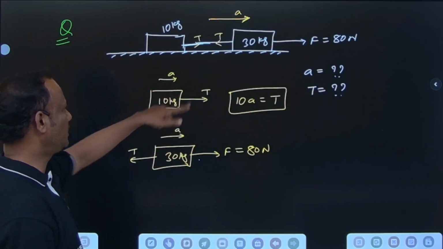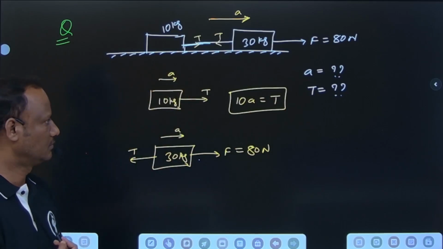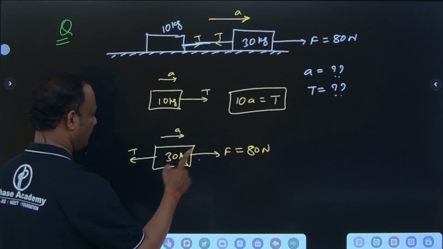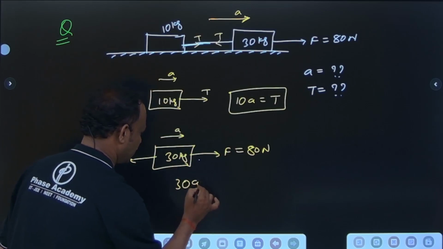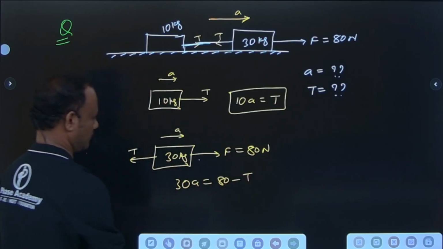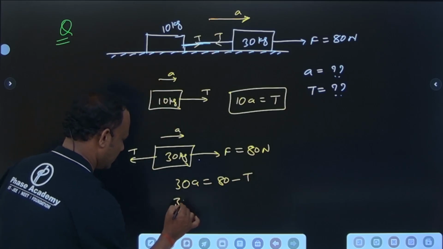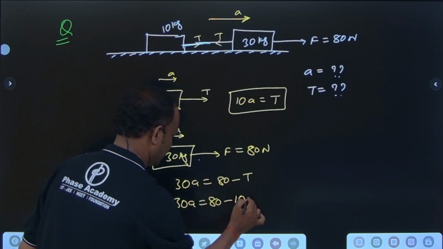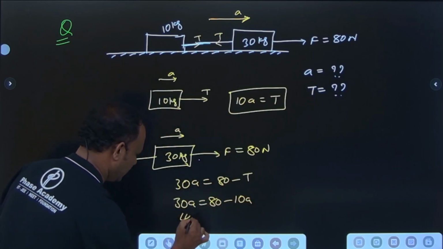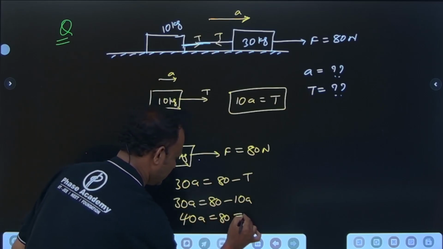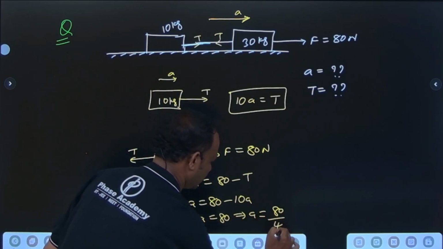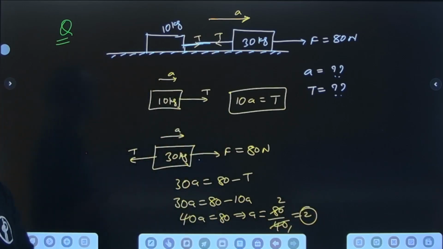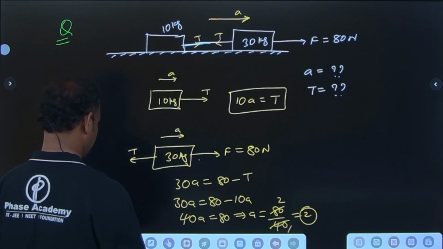F net is equal to how many forces are acting? It's T. So 10a is equal to T. And on this side, F net means net force: 30a is equal to 80 minus T. 30a is equal to 80 minus T means, with 10a brought here, 40a is equal to 80. a is equal to what? 80 by 40, which is 2. What is the answer? 2 meter per second square.